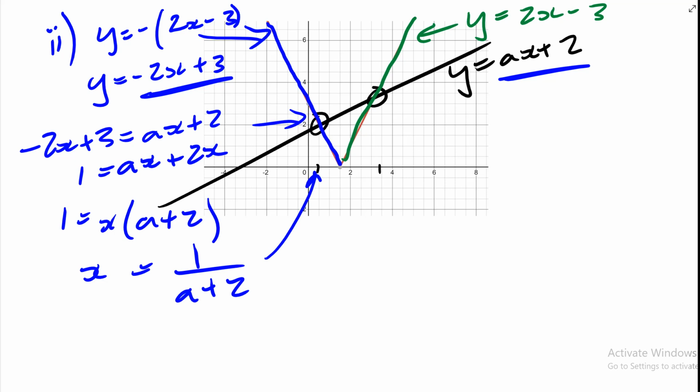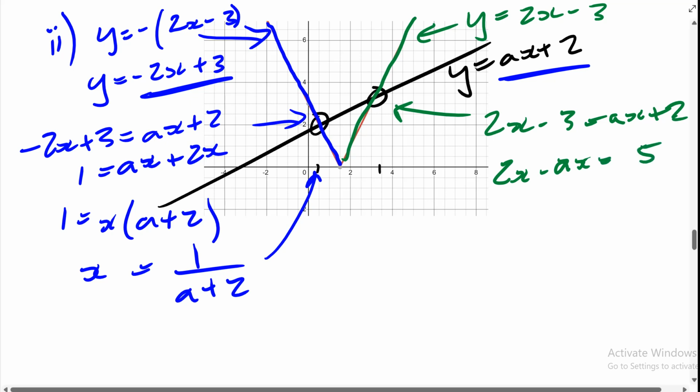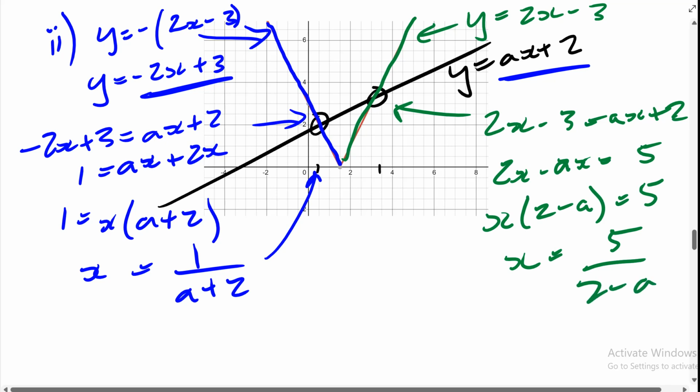Let's do the other one over here. So this point of intersection is when 2x minus 3 equals ax plus 2. And so 2x minus ax is going to equal 5. And again, we can factorize and divide by the bracket. So x is 5 over 2 minus a. And that corresponds with that x value there.